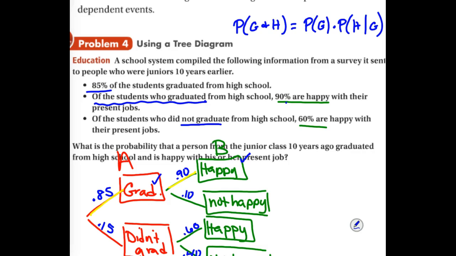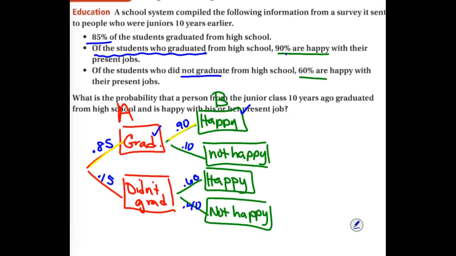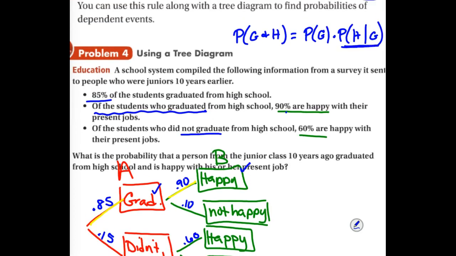So what is the probability they graduated from our tree? That's the 85%, right? That first branch. What would be this piece? They're happy knowing that they've already graduated.